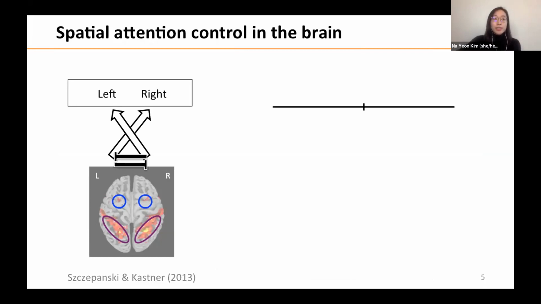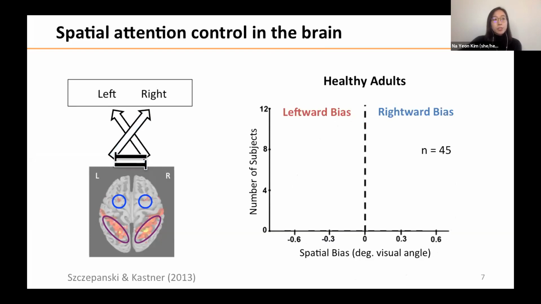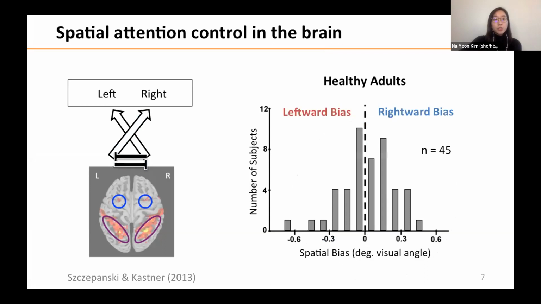For this horizontal line, I indicated the actual midpoint for you. If you have a stronger right hemisphere, you will have a slight leftward bias and say red is the middle. If you have a stronger left hemisphere, then you will have a rightward bias and say blue is the middle. By calculating how much the subjective midpoint deviates from the actual midpoint, we can find a single value of spatial bias for each subject. In our measure of spatial bias, 0 means no bias, negative values mean leftward biases, and positive values mean rightward biases. In healthy adults, spatial biases overall were normally distributed around 0 with some individual variability.